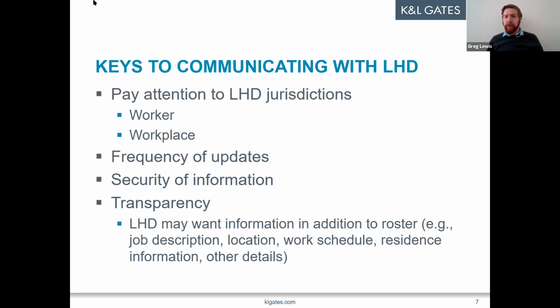Local health directors, depending on the jurisdiction, may want different information about how frequently they want updates. Some may be more hands-on, some may be more hands-off. Some might want information by the hour, perhaps daily updates. The security of information is also important and may vary by jurisdiction, and also just the transparency. There is some information that the playbook specifically identifies as what local health directors want to know, but depending on the jurisdiction, that local health director may want to know more: job descriptions, locations, work schedules, residence information, other details along those lines. Next slide, please.